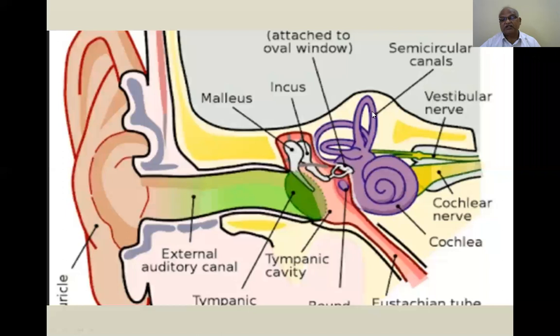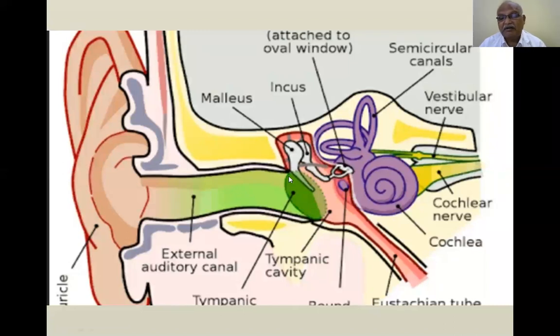So the cells present in the cochlea will be stimulated, and again the vestibule is stimulated, the cochlea is stimulated. So impulses go through the cochlear nerve and impulses go to the vestibular nerve. That is the gross mechanism, the hearing mechanism of the sound waves. So the hearing mechanism of sound waves, this is called audition.